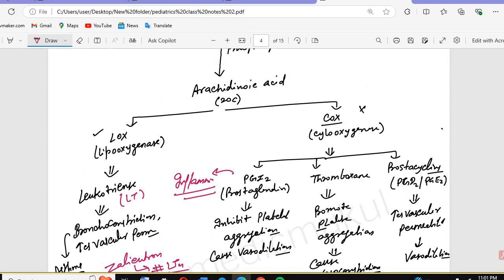Okay, is this clear? Should I repeat it or is it clear?